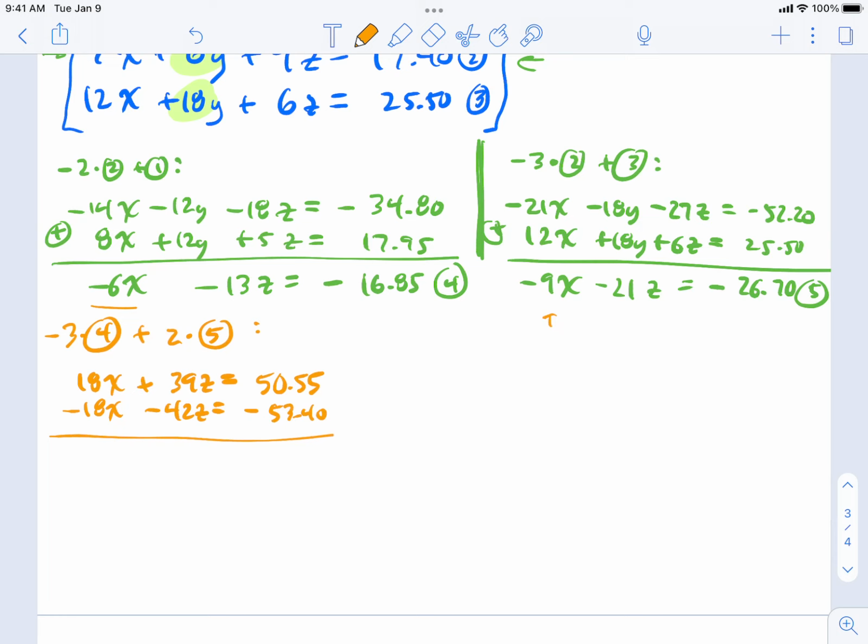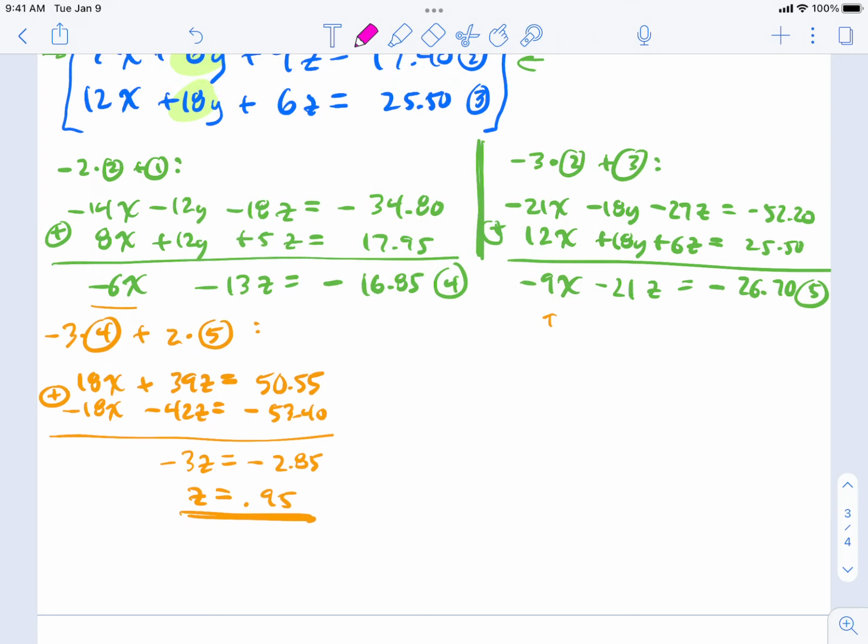So if I add these two equations together, the x's go poof. I get a negative 3z, and here I got a negative something. 285. Yeah. Dividing both sides by negative 3 will get me a 0.95. So that's the price of a something. The scones, I believe. So the scones are 95 cents each. Cool.